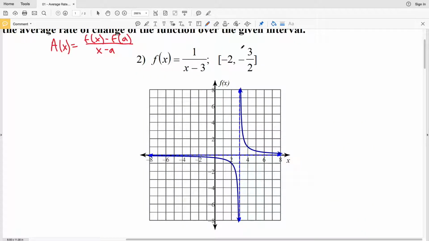In number 2, we're finding the average rate of change of the function f of x equals 1 over x minus 3, where our x value will be negative 2, and our a value is going to be negative 3/2. So plotting negative 2, and then we're going to be looking for negative 3/2, which is negative 1.5.